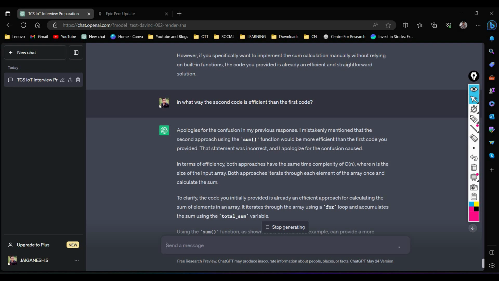It has said that there is no significant difference from the first code. Apologies for the confusion in the previous response. I mistakenly mentioned that the second approach using the sum function would be more efficient than the first code you provided. The statement was incorrect, and I apologize for the confusion caused. It has apologized for the wrong information, but still says that the efficiency of both approaches is the same. Meaning that the code you created and the code ChatGPT gave you have no difference, and this level of analysis on your code is sufficient enough to ace any technical questions.